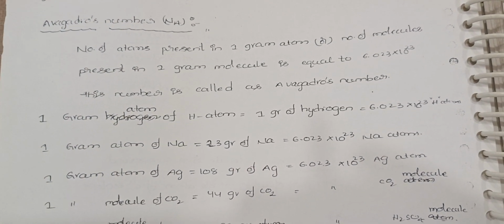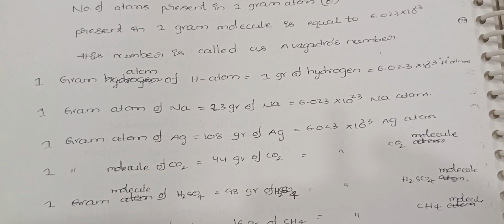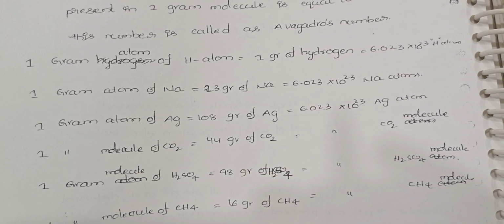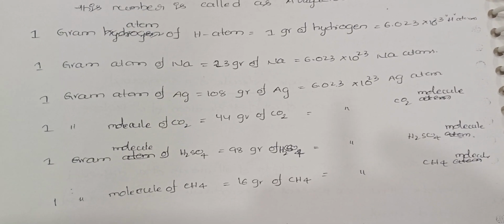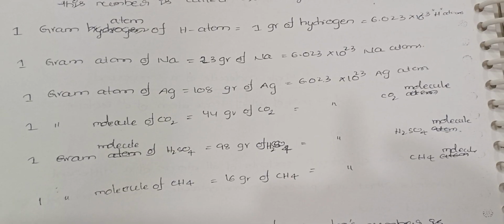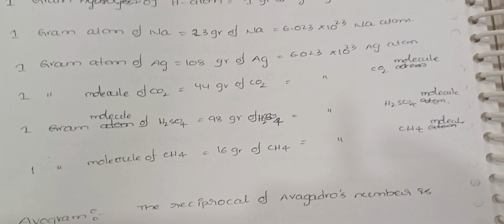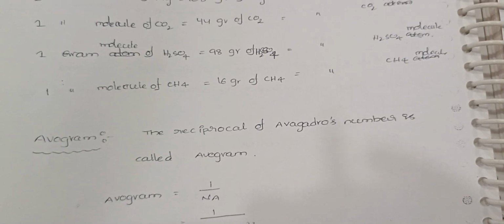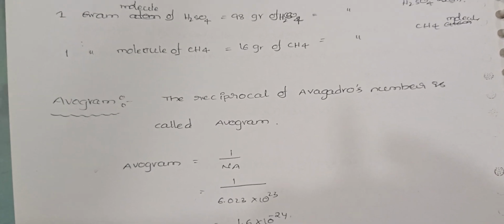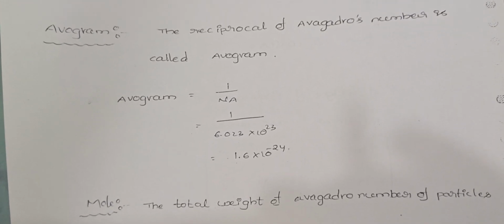Now you see, we just go through this. Here, the number of hydrogen atoms: 1 gram of hydrogen means 6.023 × 10^23 hydrogen atoms. Like this, examples are: 1 gram molecule of CH4 means 16 grams. 16 grams means 6.023 × 10^23 CH4 molecules, right? The reciprocal of Avogadro number is called Avogadro, that is 1.6 × 10^-24.